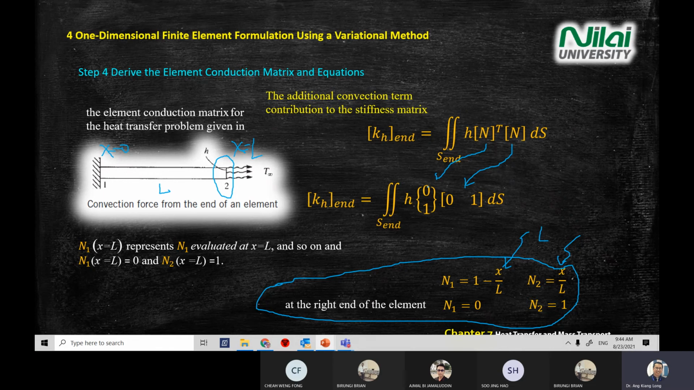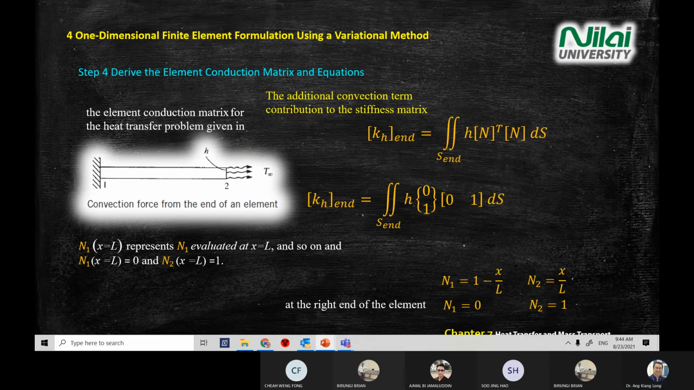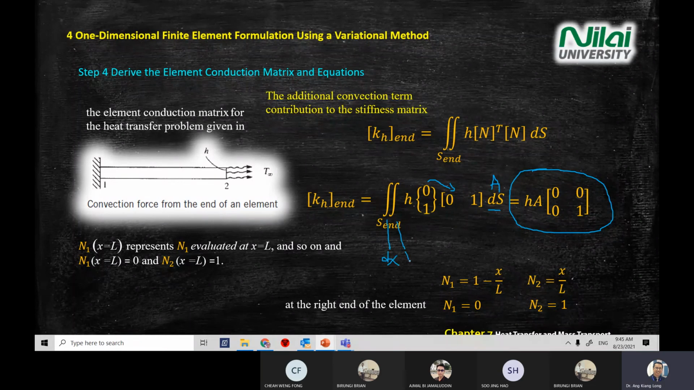And then you do the transpose, you write 0, 1 like this. So you will get this term. If you multiply this one with this one matrix, you get a 2 by 2 matrix. You get 0, 0, 0, 1 times H times A, right? Because dS is area. If you integrate dx and dy, you get area. So at the end, you get HA times the matrix 0, 0, 0, 1.